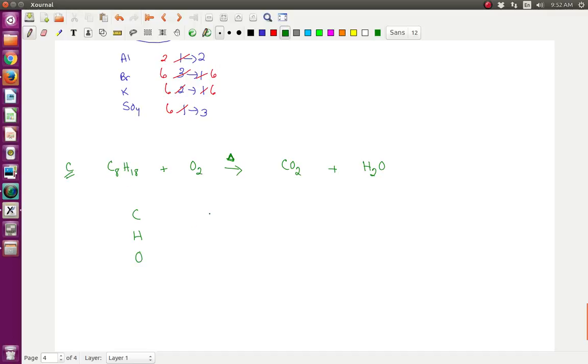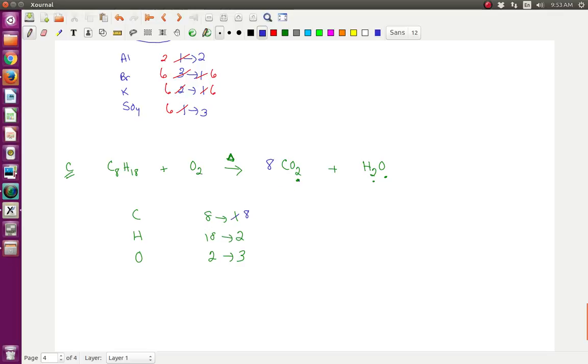We have 8 carbons on this side and 1 on the other side. We have 18 hydrogens and then 2 right here, and 2 oxygens and 3. We have 2 of them here and 1 of them here. All right, I need 8 carbons, so I'm going to start off by putting an 8 in front. It's going to change my carbon count.